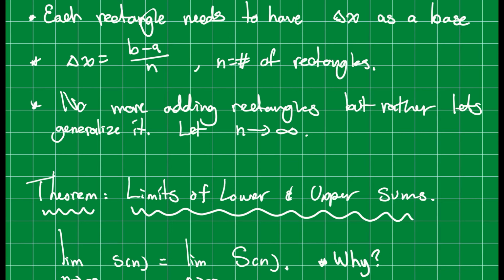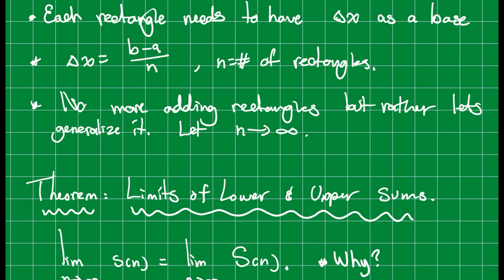We saw that if we increase the number of rectangles, the area seems to become more accurate. So why not just let the number of rectangles go to infinity? If we do that, then that means that we created infinitely many rectangles. And what happens? Well, if you have more rectangles, what's happening with delta x?